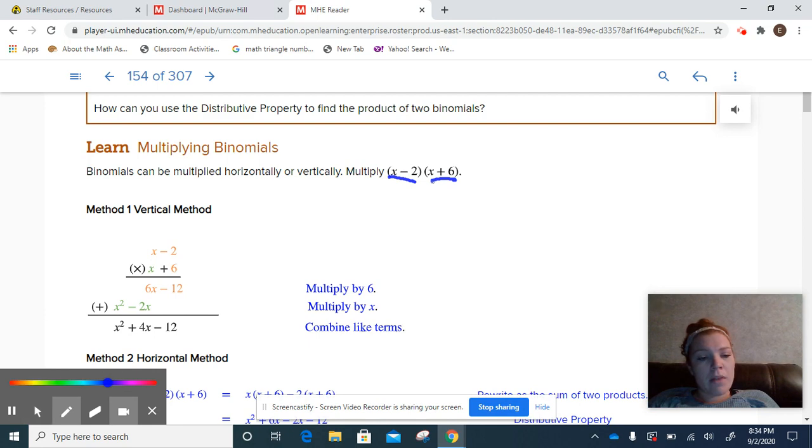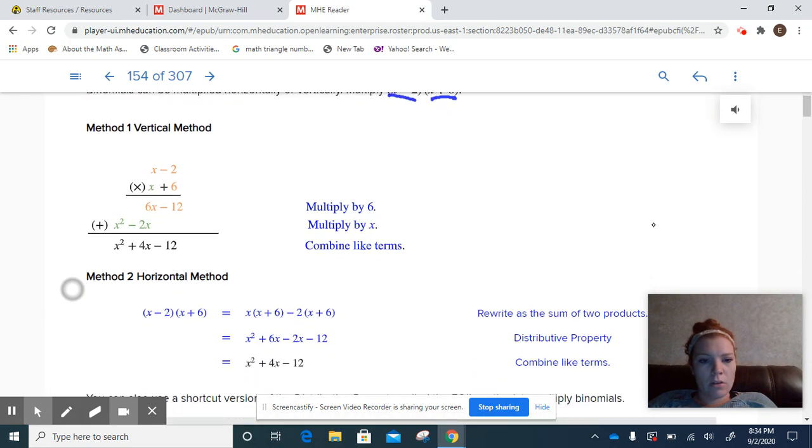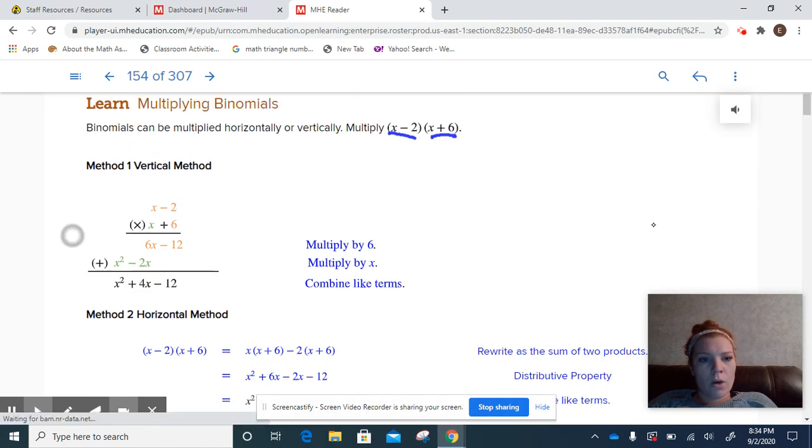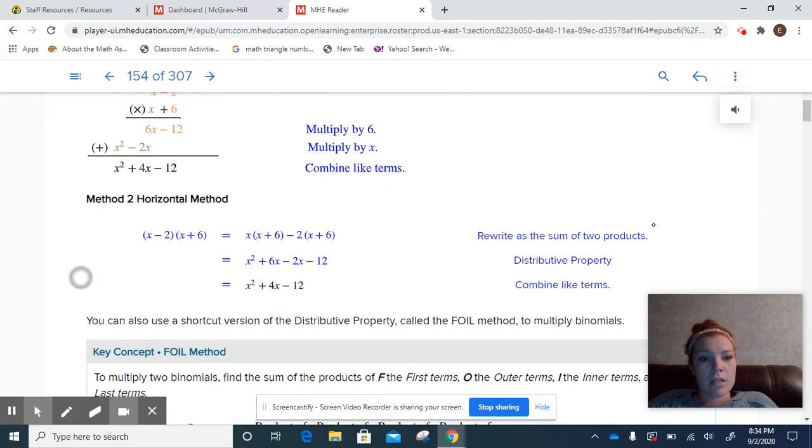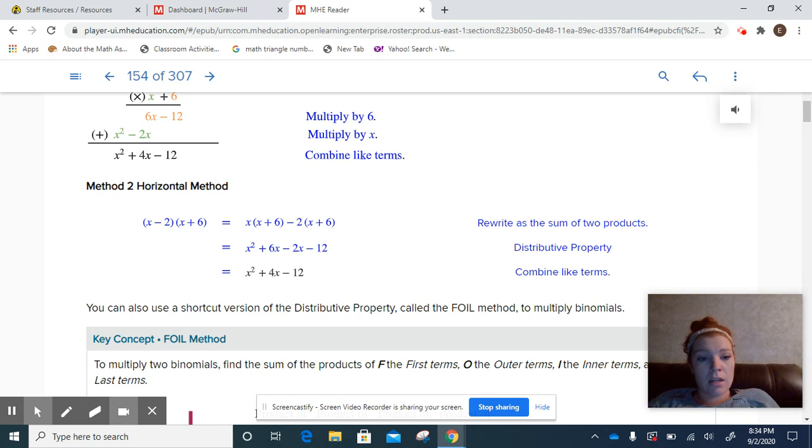They have a couple methods here, and I've actually never heard of the vertical method, so I'll let you look at that one if you want to. I'm going to explain the horizontal method and then give you a third method that ends up working really well if you have trinomials to multiply or anything bigger.